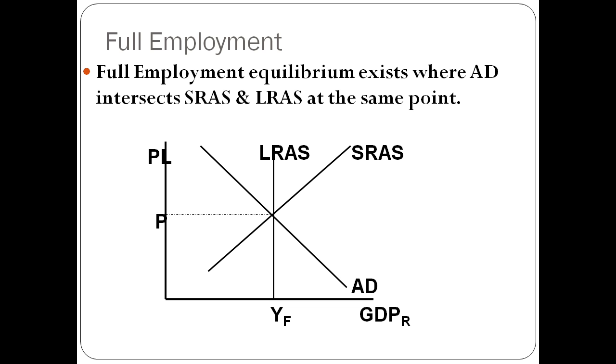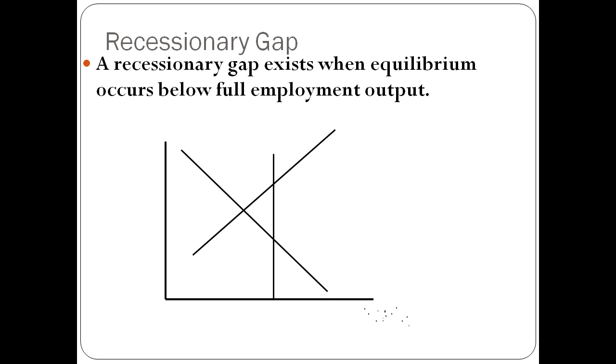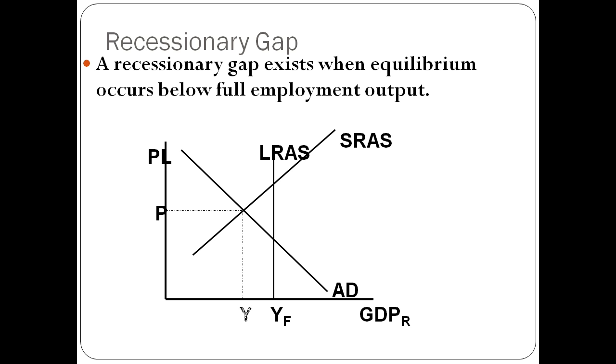Now, let's look at some economic problems in graphical form. So we have a recessionary gap. If an economy is in recession, you'll have what's called a recessionary gap. A recessionary gap is going to exist when equilibrium occurs below full employment output. Looking at this graph, price level is on the y-axis, real GDP is on the x-axis, and aggregate demand and short-run aggregate supply are intersecting before full employment output.